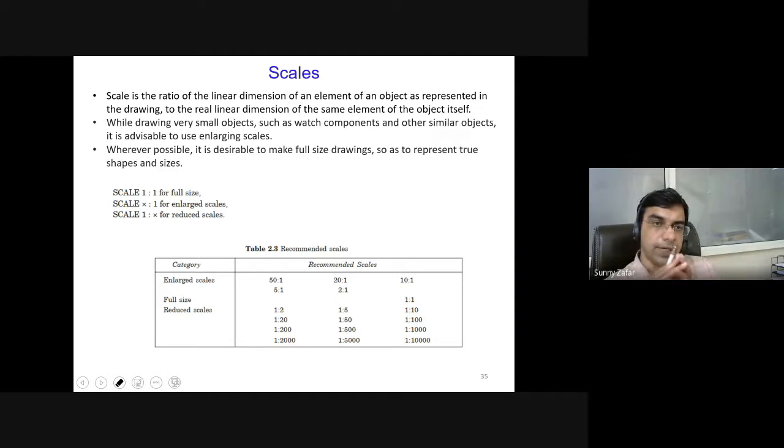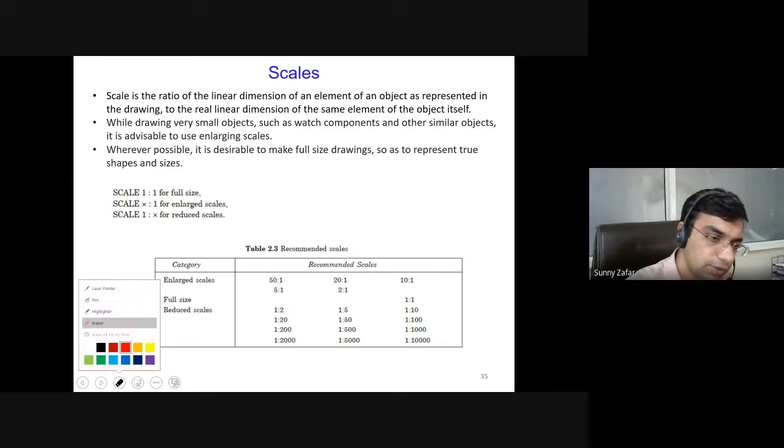So scales are a very important aspect of machine drawing practice. Scale is basically the ratio of the linear dimension of the element to what it is being represented on the drawing. Generally, there are three types of scales which are used in machine drawing practice. The first scale is the full size scale. As you can understand, it is 1:1.